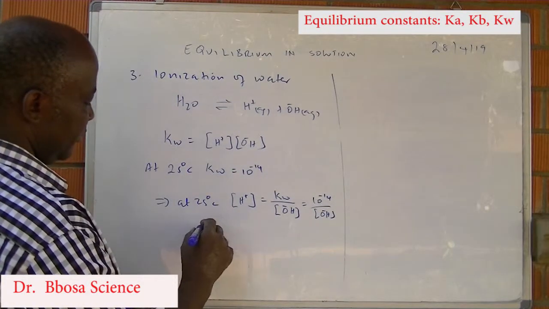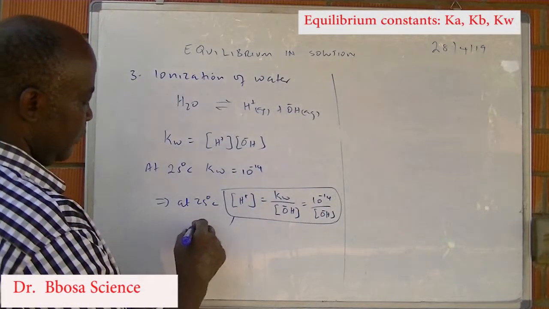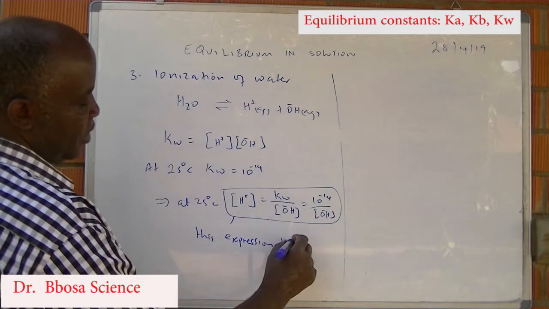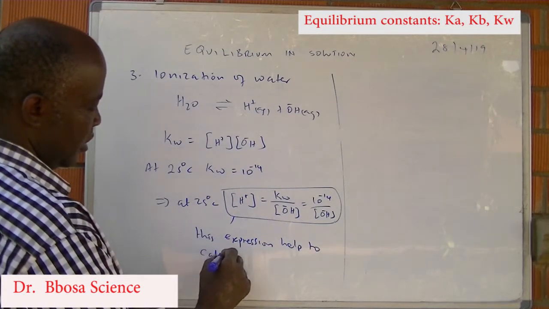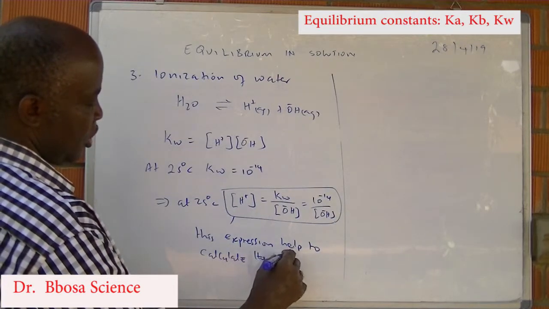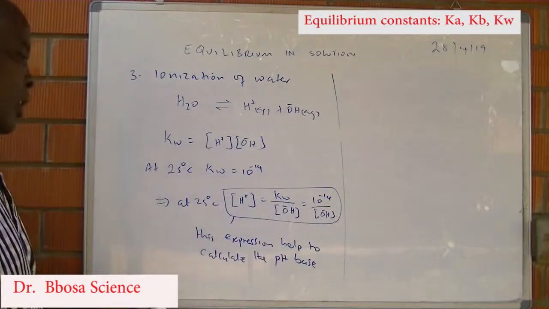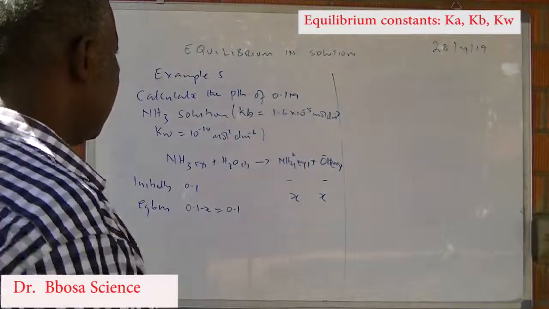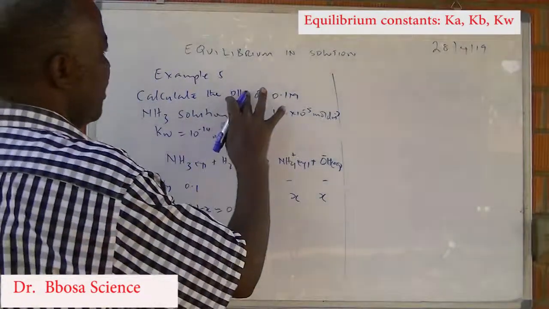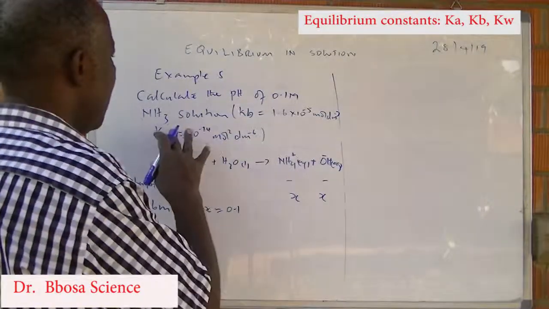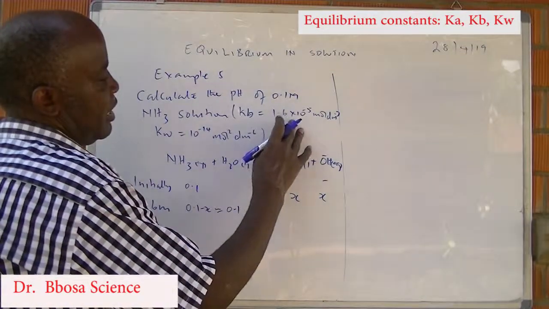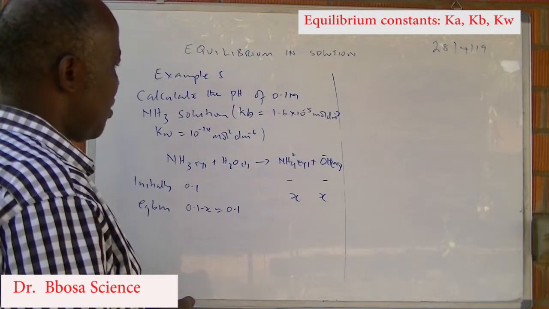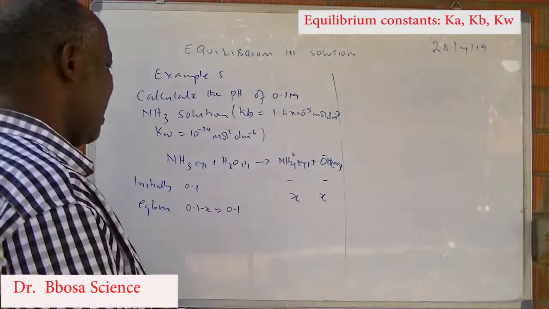This expression helps to calculate the pH of bases. So we can use this expression to calculate the pH of bases in aqueous solution. Example 5. Calculate the pH of 0.1 molar ammonia solution. Kb is 1.6 times 10 to the power negative 5 moles per decimeter cubed. Kw is equal to 10 to the power negative 14 moles squared per decimeter to the power negative 6.